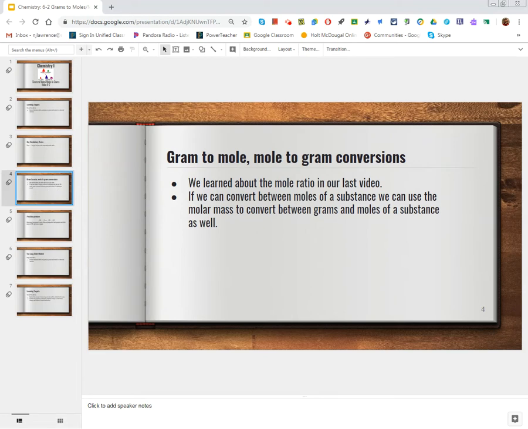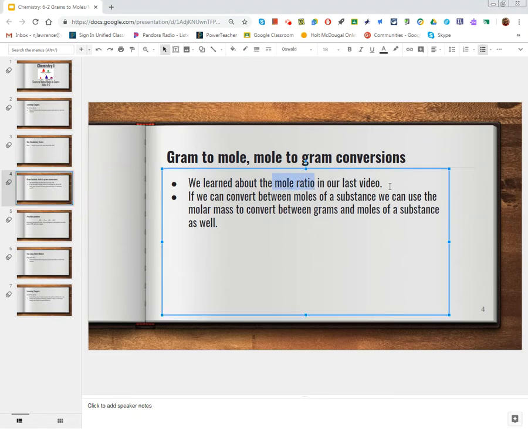real-life math problems. So in our last video, we learned about the mole ratio. The mole ratio are simply the coefficients within a chemical equation that we use as a conversion factor within a conversion problem. And so now what we're going to do is we're going to use our mole ratio, but we're also going to use our mole map and be converting between moles and grams between different chemicals.